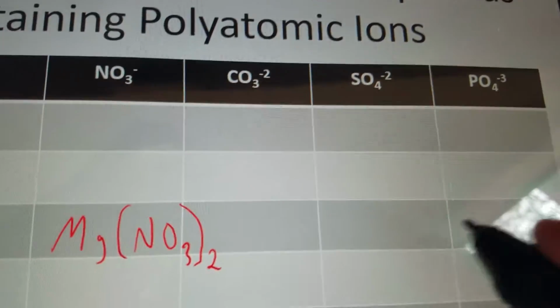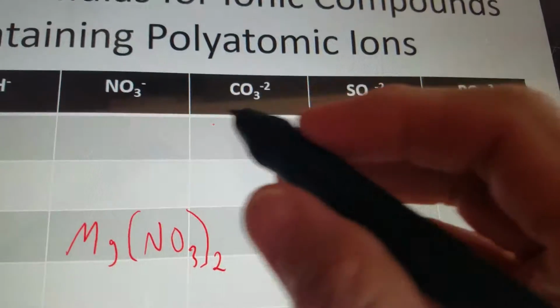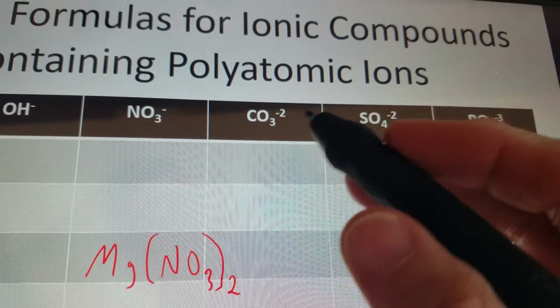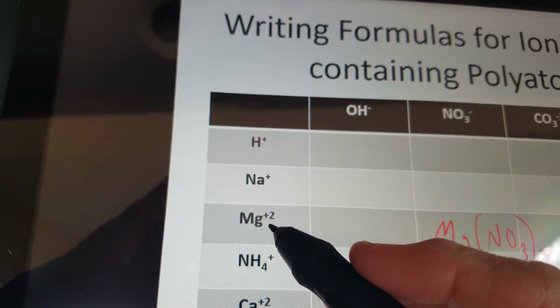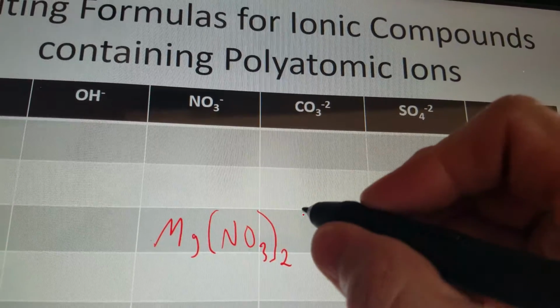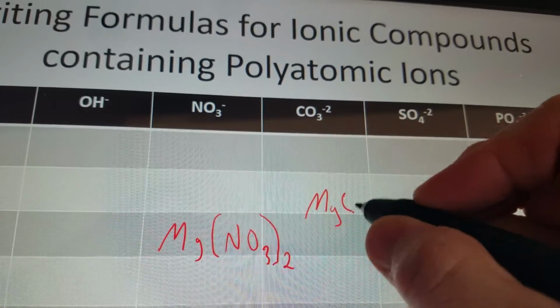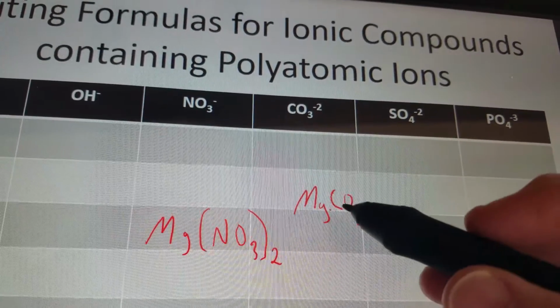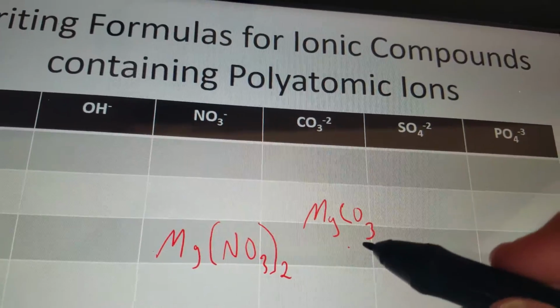If we look at the next one, this is our carbonate ion. It also has a -2 charge. Since it has a -2 charge, and since magnesium has a +2 charge, they're going to automatically cancel each other out. And you just need 1 of each. So you get your magnesium with the carbonate. You don't need parentheses because you just need 1 of that entire carbonate compound.